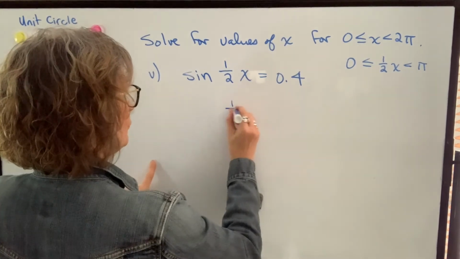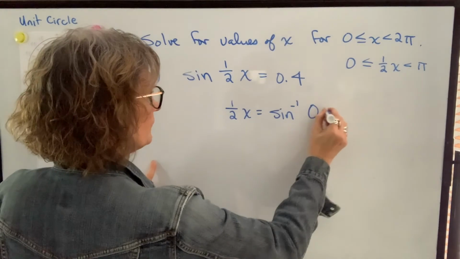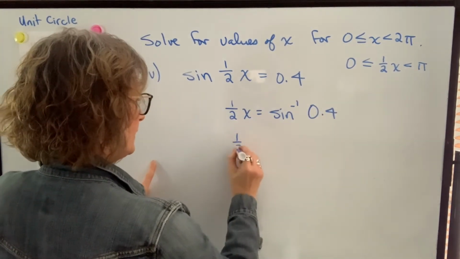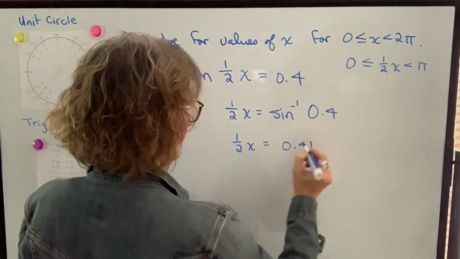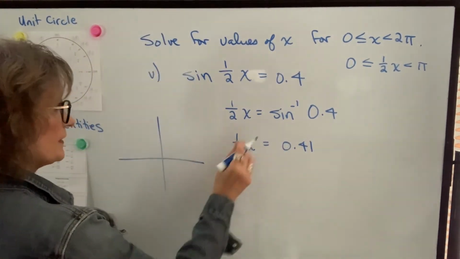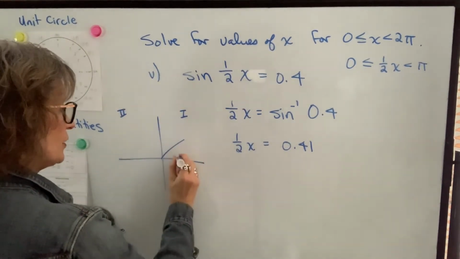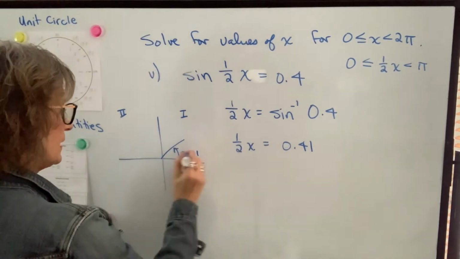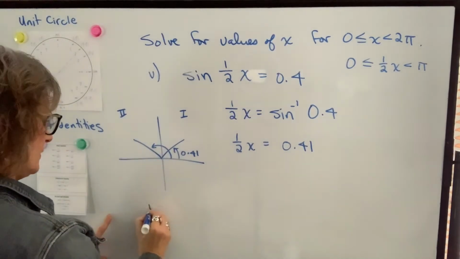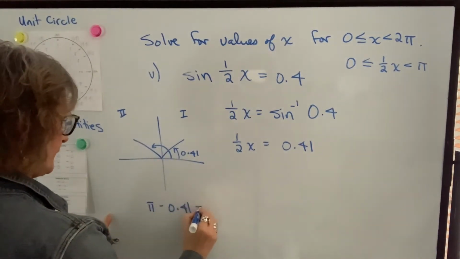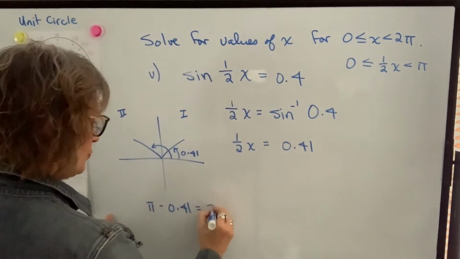So I'm going to find 1/2 x by taking the inverse sine of 0.4. That's not a special angle, so I use my calculator, and I get 0.41 radians. So sine we know is positive in quadrant 1 and in quadrant 2. So my amount of rotation is 0.41 radians. To find this angle in quadrant 2, I take pi radians and subtract 0.41. Always the amount of rotation from the horizontal, and that's 2.73.